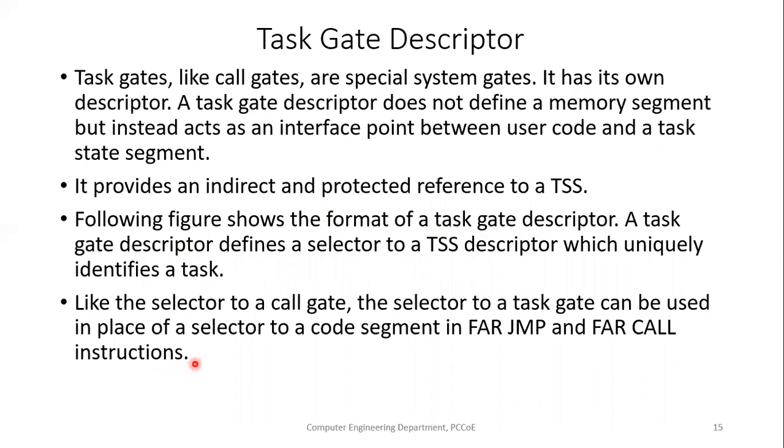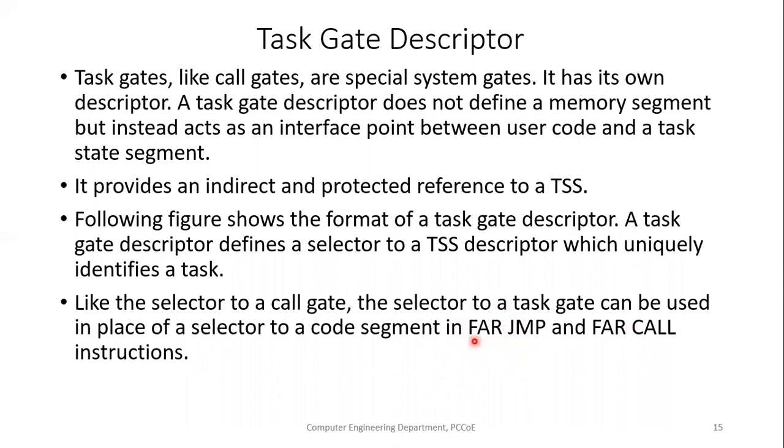Next, like the selector to a call gate, the selector to a task gate can be used in place of a selector to a code segment. Very important point. Like the selector in a call gate, it can be used in place of a selector to a code segment in the far JMP and far call instructions. What is the use of these far JMP and far call instructions?